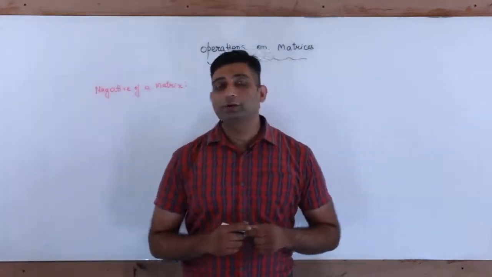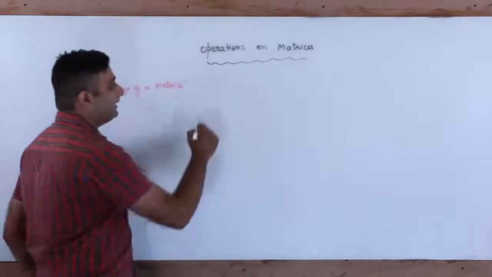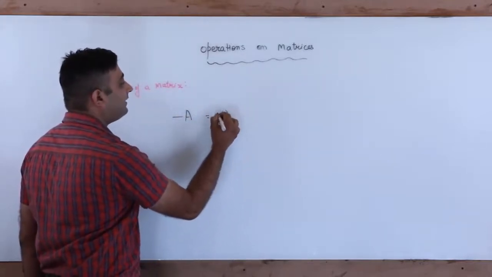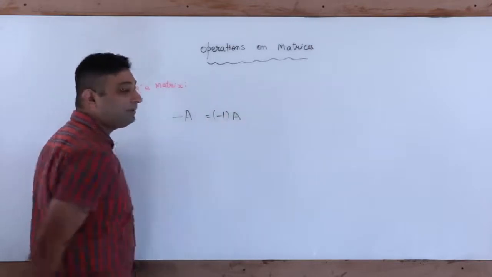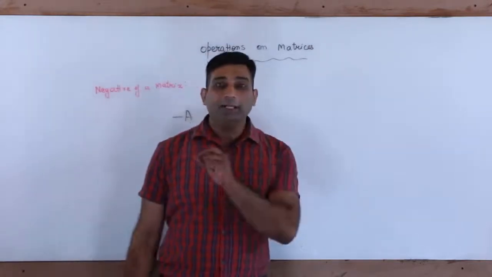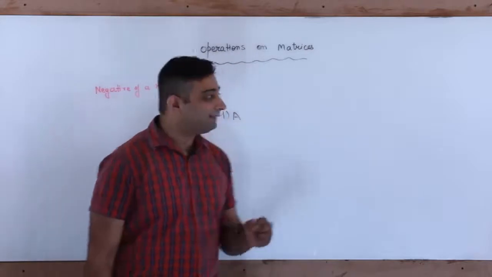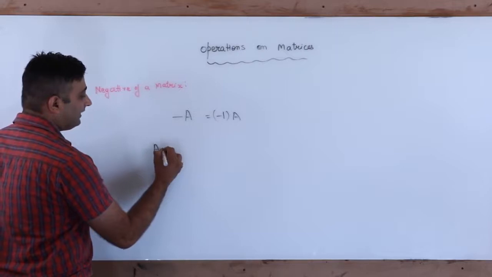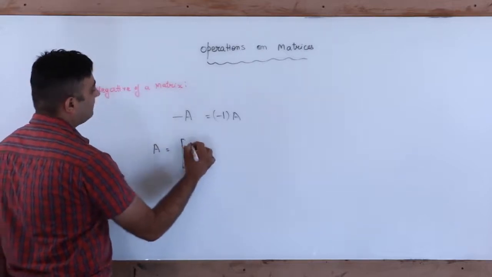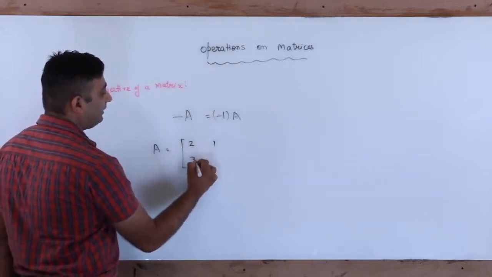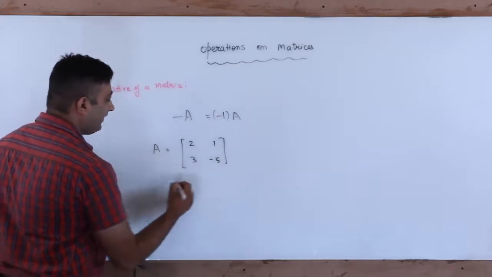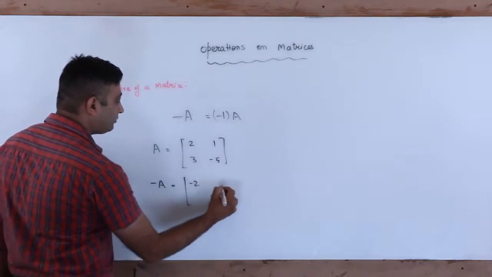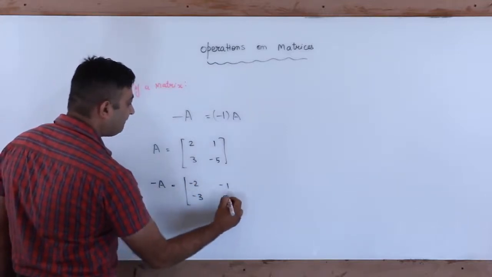Now let us discuss the negative of a matrix. It is denoted by minus A, which can be written as minus 1 into A. It can be interpreted as the multiplication of a matrix by a scalar, that is minus 1. Now let us take an example to understand this. If A is a matrix having entries 2, 1, 3 and minus 5, then its negative, that is minus A, will be minus 2, minus 1, minus 3 and plus 5.